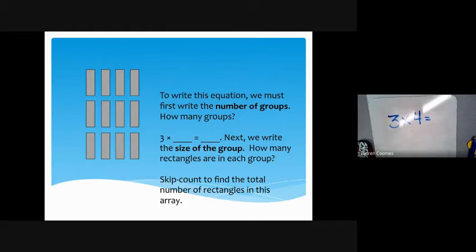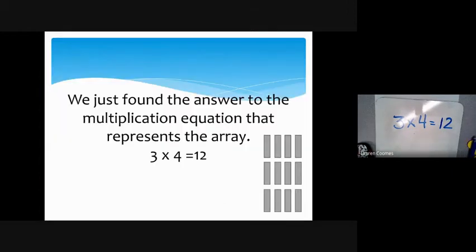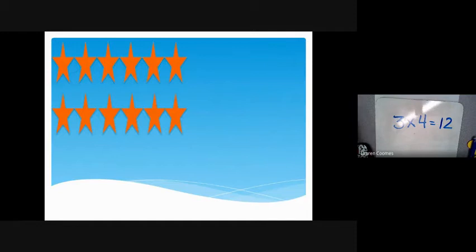Let's skip count to find the number of rectangles. What are we going to skip count by? 4. We're skip counting by 4. So everybody skip count. 4, 8, 12. So how many total do you have? Ian, good job. All right, so we just found the answer to a multiplication sentence by looking at an array. That's what we're going to work on doing today.